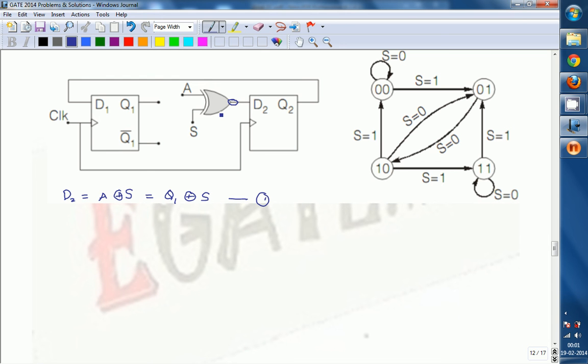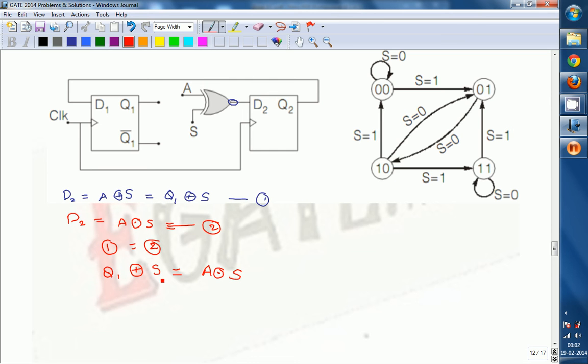So now where should this A be connected? If it is replaced with an XNOR gate, D2 is going to be represented as A XNOR S. This is the second equation. Since the functionality should not change, equation 1 must be the same as equation 2. So Q1 exclusive OR S is equal to A XNOR S.